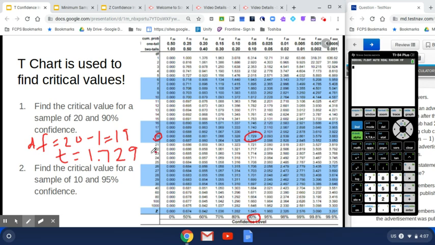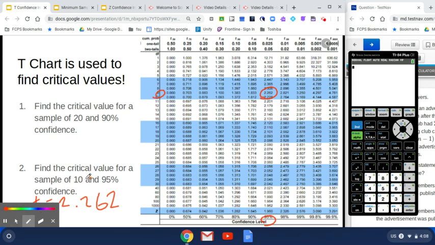All right, guys, pause this video. Find the critical T value for a sample size of 10 with 95% confidence. All right, hopefully you paused the video and you found, first of all, that a sample size of 10 would have 9 degrees of freedom. We locate 95% confidence on the bottom of the chart, and we see where they meet, which they meet at 2.262. So the T critical value is 2.262. We would use that if we were finding a confidence interval, a T confidence interval.